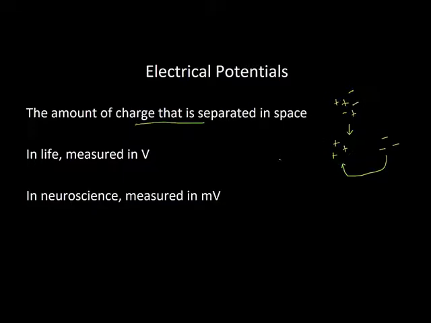Now, that separation of charge is measured in volts. So in the real world, we measure it in volts. So you've got 1.5 volt batteries or 9 volt batteries. There's a lot of separation of charge. It's called a potential because that separation of charge is going to allow me to do work. So essentially, how much work can we do when we put a battery into a device? It depends on the size of the battery. The bigger the battery, the more work it can do, obviously. Now, when we're talking about neuroscience, we're talking about really small separations of charge, very small potentials. So here we're talking about millivolts, very small amounts.